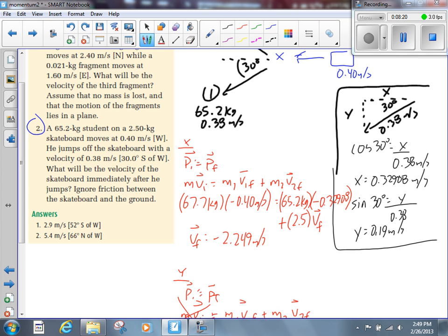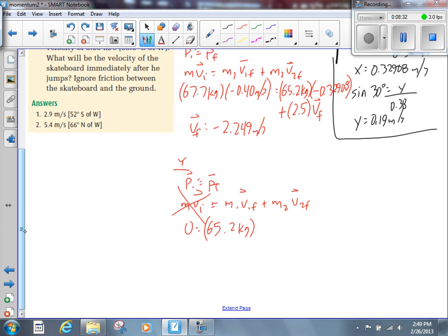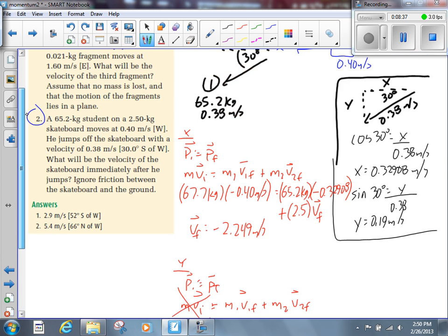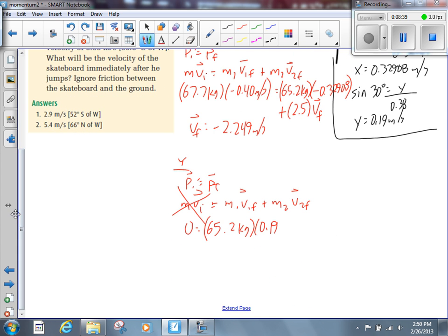I don't want to put in 0.38. I spent the time at the beginning of this problem getting rid of the 30 degrees. I don't want to speed at that 30-degree angle. I want to speed along the y-axis, which is 0.19 meters per second. It's going to be downward, though, right? It's going to be negative because it's downward. So we're going to make it negative 0.19. M2 is 2.5 kilograms, and then we turn around and solve for V2F. Anybody have a value of V2F there?